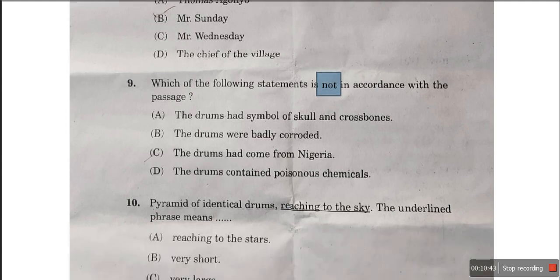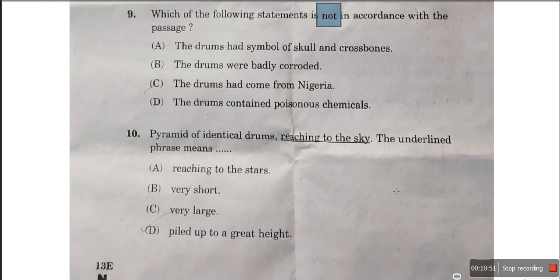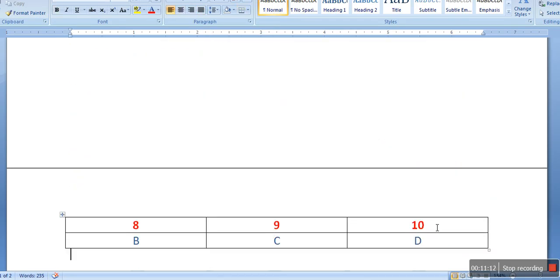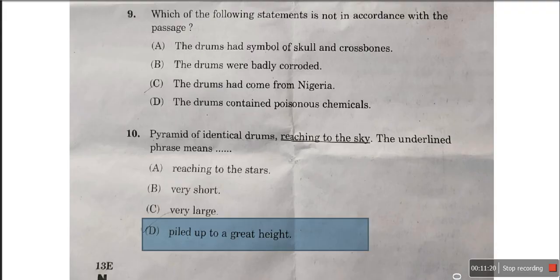And the next question is, pyramids of identical drums reaching to the sky. The underlined phrase here is reaching to the sky. What does it mean? Reaching to the stars? No. Very short? Absolutely not. Very large? No. And piled up to a great height? Yes, of course. So answer D is correct. So for questions 8, 9, 10, the key is: 8 is B, 9th is C, and 10th is D. B, C, D is the key for this second passage's answers.